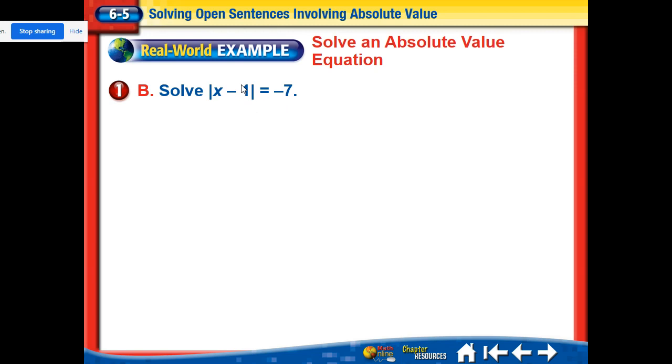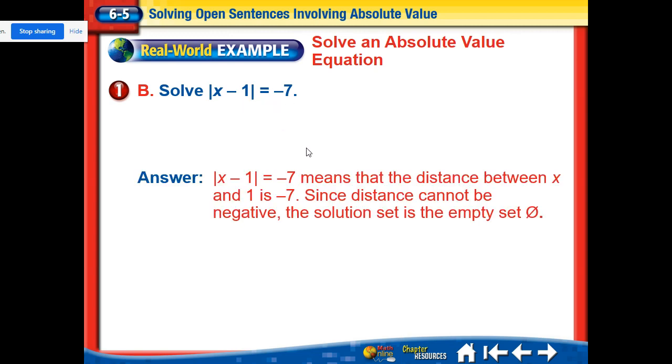Now here's another one. This is kind of the exception to the two answers. Notice what it equals. It equals negative 7. Now, when it equals a negative number, absolute value, if you remember, can never be a negative number. And so this one actually is the easiest problem of all. There's no solution. So the solution is the empty set. If you said no solution, that's fine. If you use the symbol with the 0 with a line through it, I would accept either one. But that only occurs when it equals a negative number.